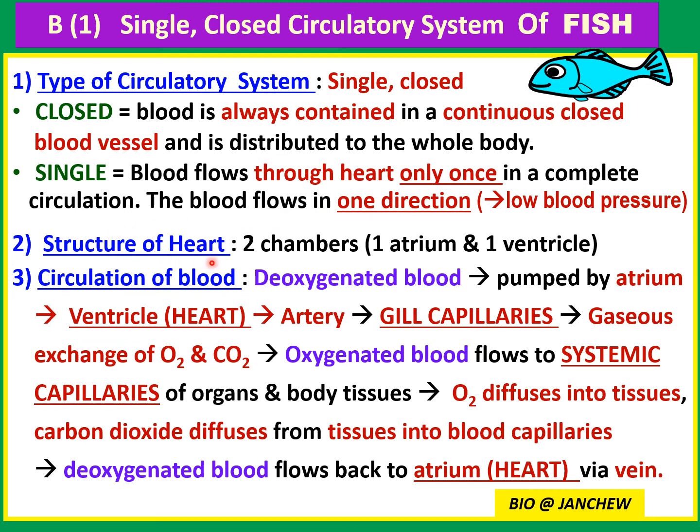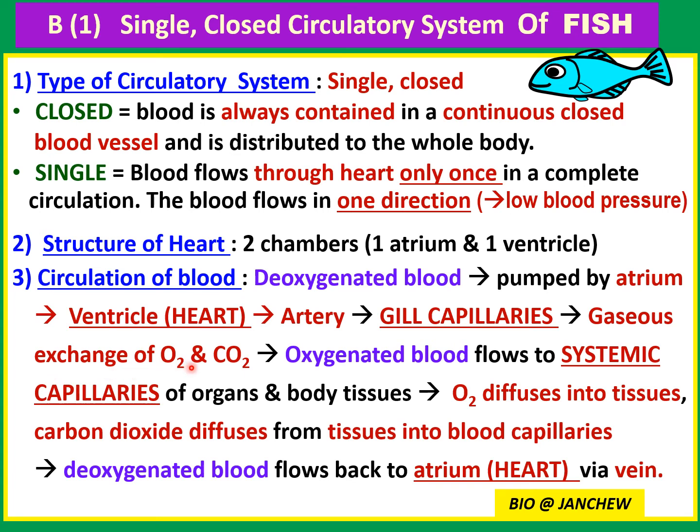Now, the structure of the heart. A fish's heart has two chambers, one atrium and one ventricle only. The circulation of blood. Firstly, the oxygenated blood is pumped by the atrium to the ventricle of the heart, and then the ventricle pumps the blood into the artery, which transports the blood to the gill capillaries, where gaseous exchange of oxygen and carbon dioxide occur.